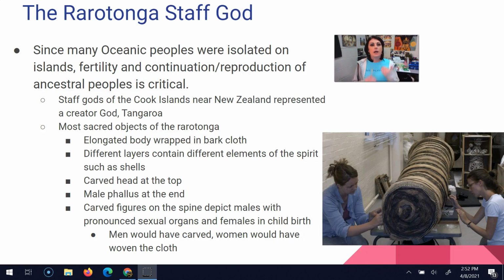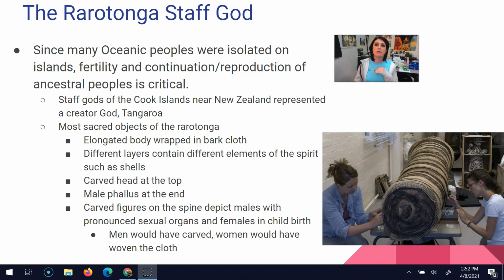All right. So the staff gods of the Cook Islands that they were presenting were about this creator god, Tangaroa. So it's this idea of creation, right? Which we know as grown-ups how babies and life are created, okay? And this object, this statue, if you will, greatly represented that. So you had this huge elongated body that was wrapped in lots and lots of bark cloth. That right there ought to tell you how important this is, because that's a great amount of bark cloth that has to be made to be wrapped around this in many different layers.